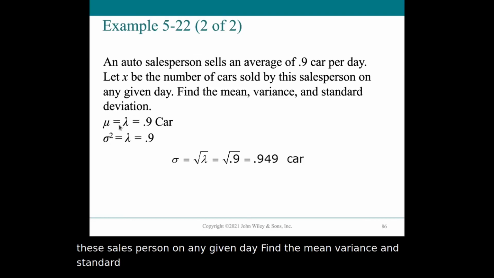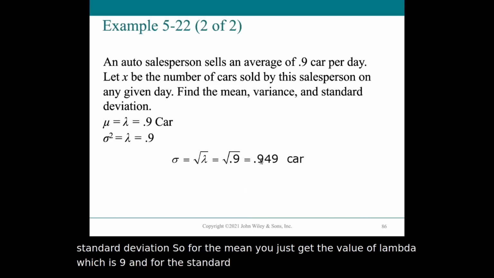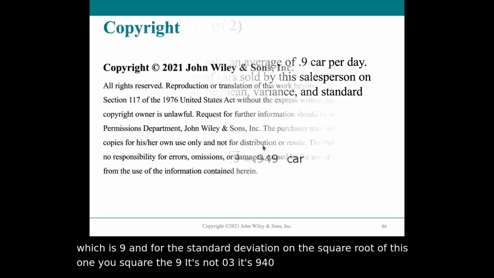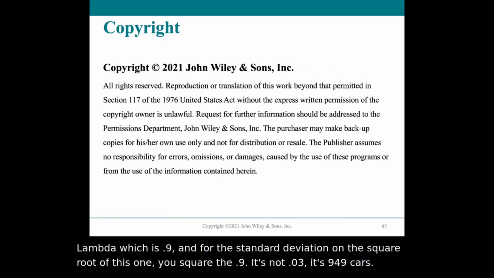For the mean, you just get the value of lambda, which is 0.9. And for the standard deviation, the square root of 0.9 is not 0.003, it's 0.949 cars.